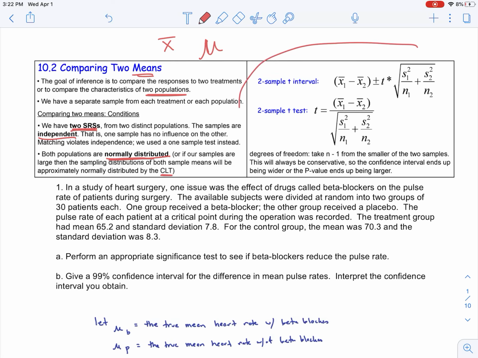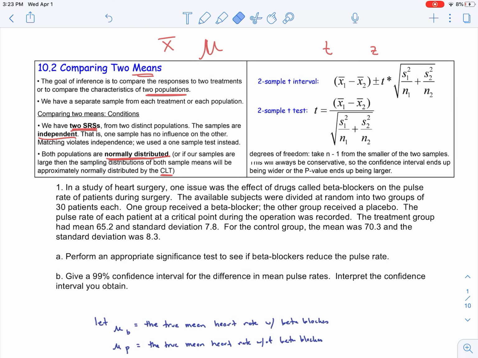Here are the formulas, and they are on the card. These are x bars and s's. And again, remember that these are t and not z distributions. They're t distributions because I don't know the standard deviation of the population. I only know s, the standard deviation of the sample.